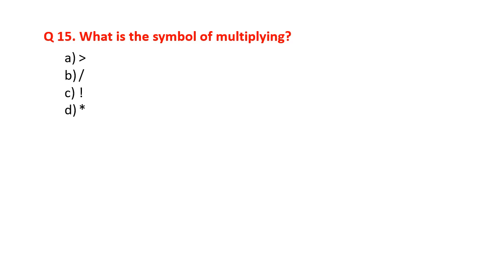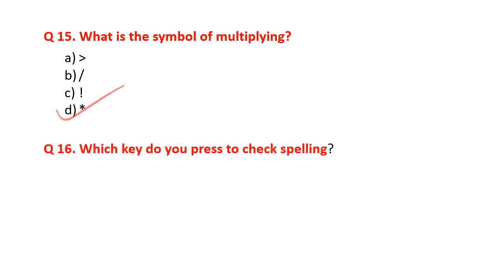Now, question number 15. What is the symbol of multiplying? Star mark is the symbol for multiplying. Option D is the right answer. Question number 16. Which key do you press to check spelling? Look at the options. F7 is the key we need to press if we want to check spelling.